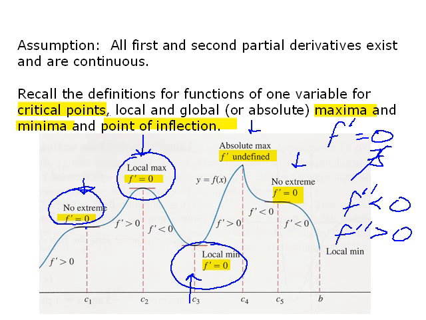See, the second derivative here is less than 0. Over here, the second derivative is greater than 0. Okay, so that's what you have. Maxima, minima, and points of inflection based on the first and second derivatives. This is for a function of one variable.